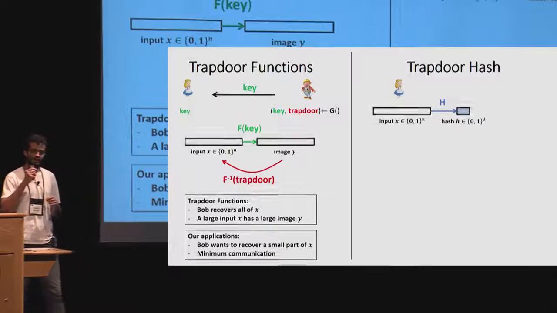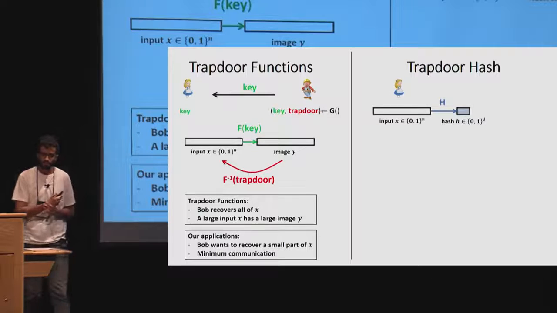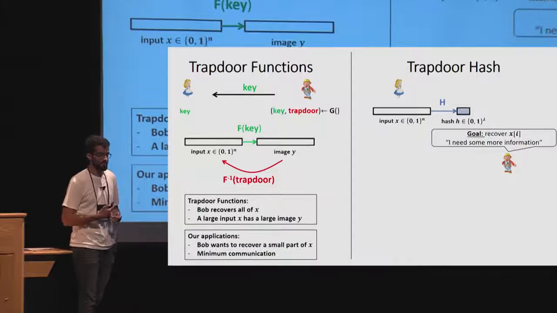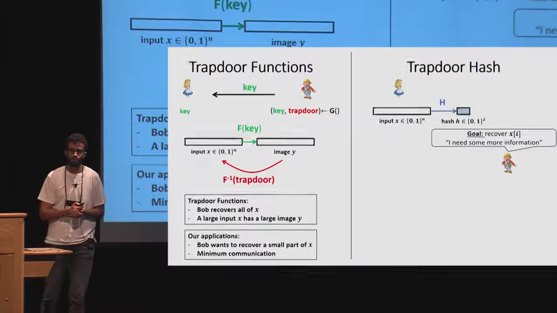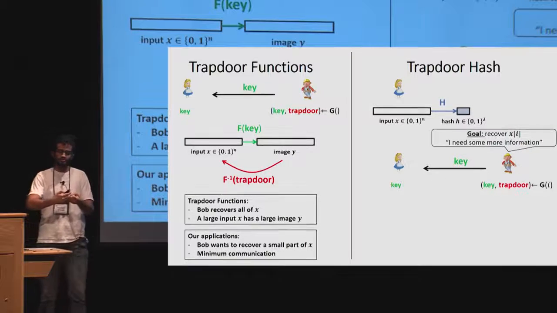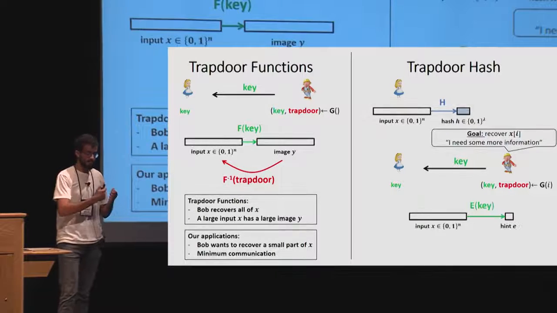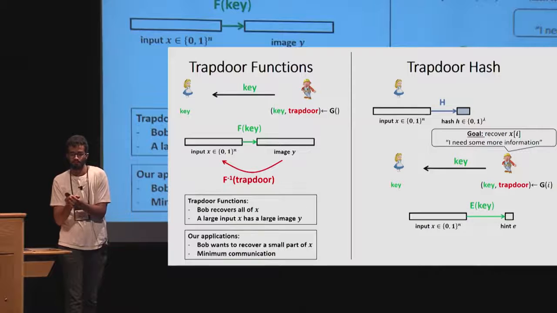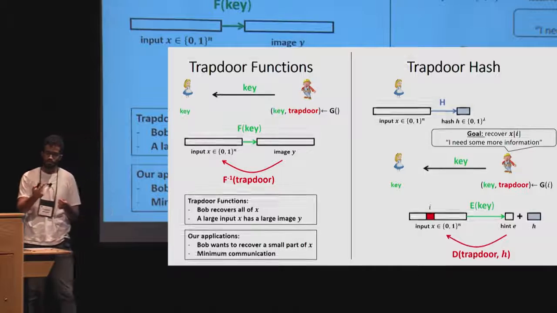So trapdoor hash functions allow Alice to compute a very small image of her input x, which we call the hash value of x, and we denote it by h. And now Bob wants to learn only a small part of x. So let's assume he wants to learn the ith bit of x. So information theoretically, he's going to need something more than the hash value. So the trapdoor part of trapdoor hash functions will allow Bob to generate, again, a key and a trapdoor. And he's going to publish the key and send it to Alice. And now, given the key, Alice can compute a really small image of her input x, which we call the hint. And now only Bob, who has the trapdoor, can use this hint and the hash value to recover xi.